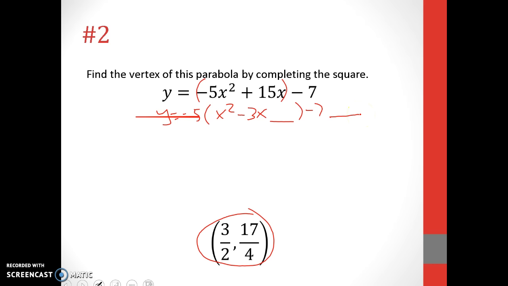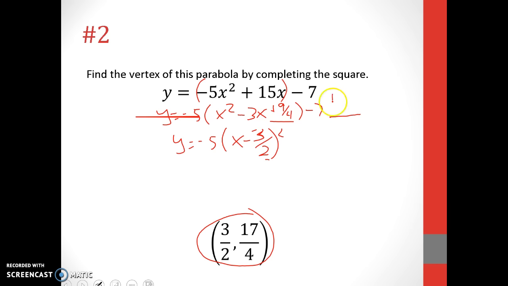And so then what I want to do is write this as a perfect square. It's going to be y equals -5 times x minus 3/2 squared. But in order for this to be 3/2, the inside of my parentheses here is going to be 3/2 squared, which is 9/4. But it's not really 9/4. It's 9/4 times -5. Well, negative 5 times 9 is negative 45.